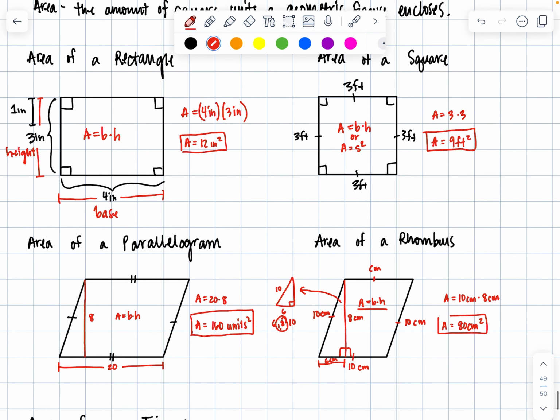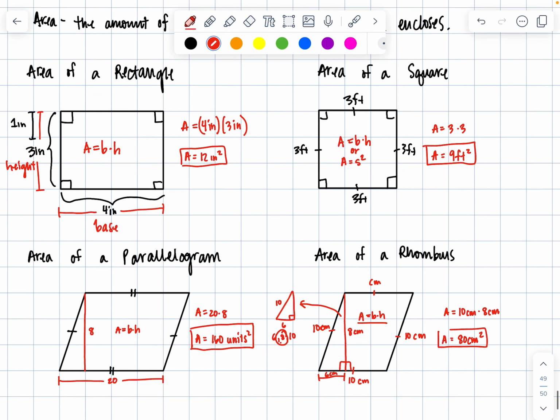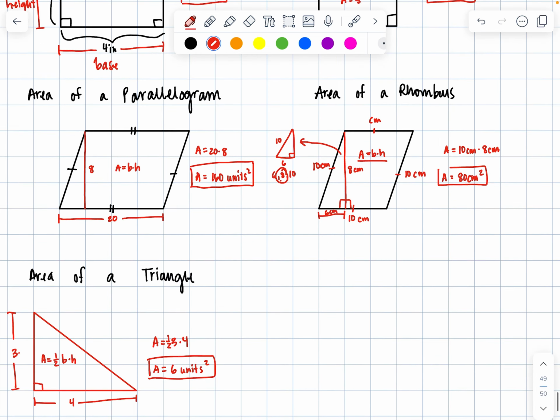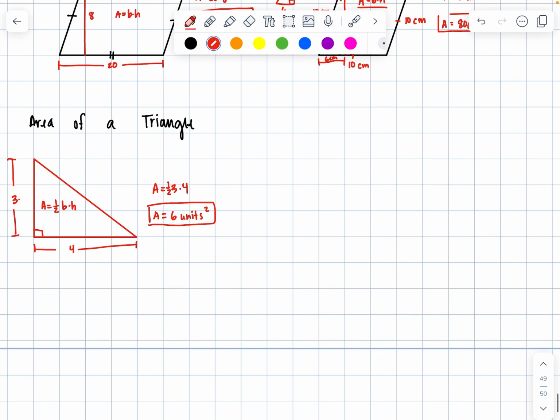It covers a lot of information. Base times height is your foundation for rectangles, squares, parallelograms, and rhombi. And then technically, it is a version of a triangle as well.